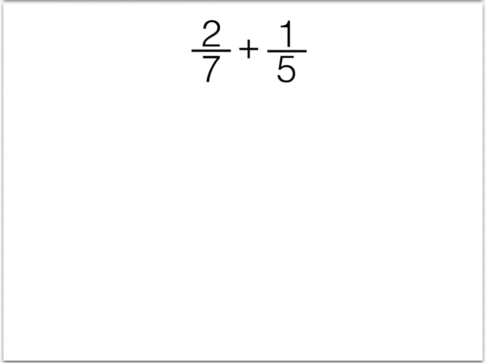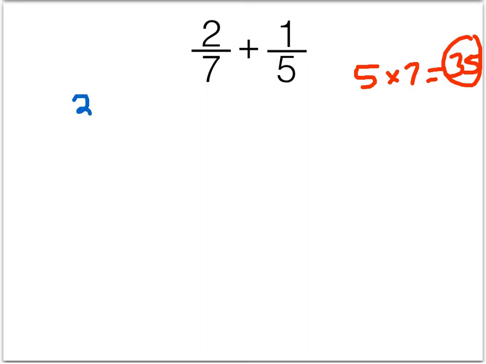2/7 plus 1/5. The first thing we'll need to do is find the least common denominator, which, if you remember, is essentially the least common multiple. Because these two numbers are both prime, it makes it rather simple for us. All we need to do is multiply them together in order to find out what our least common multiple, or least common denominator, would be, which would be 35 in this case.